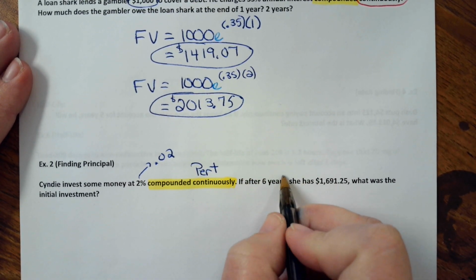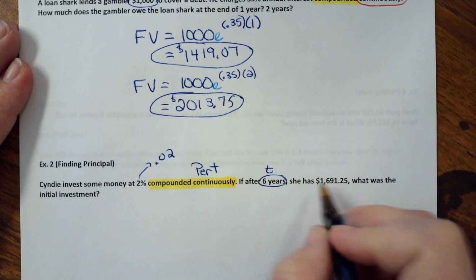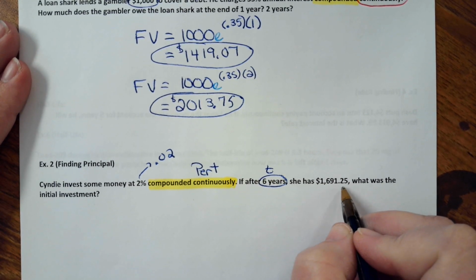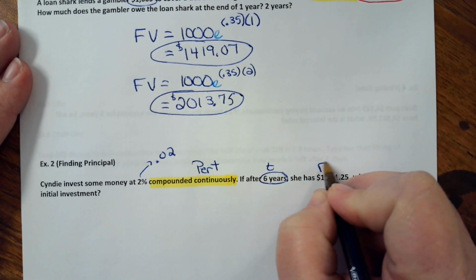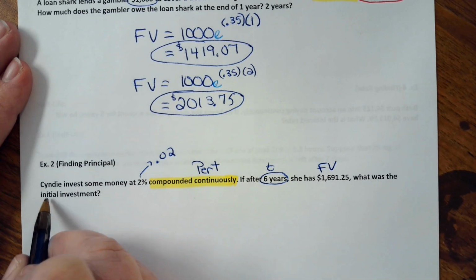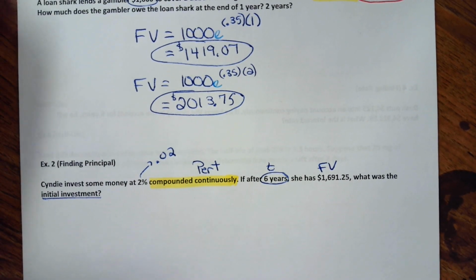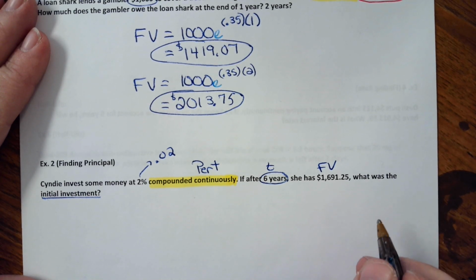After 6 years, she has $1,691. So that's what she's ended up with. What was the initial investment? So we're trying to find the principal. We're trying to find what we started with. All right, so let's set it up.